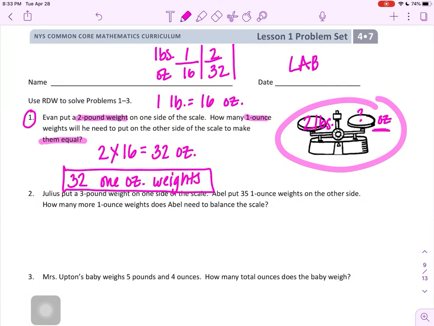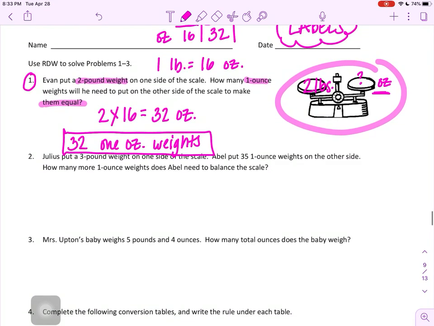Guys, I'm not joking. I keep putting labels in the Seesaw comments, and some of you are jumping on it, which I love, and some of you are either not reading the comments or ignoring them. Please be putting labels. Those are a must, especially in these problems when we're dealing with multiple units. I need to know if your answer is in ounces or pounds.